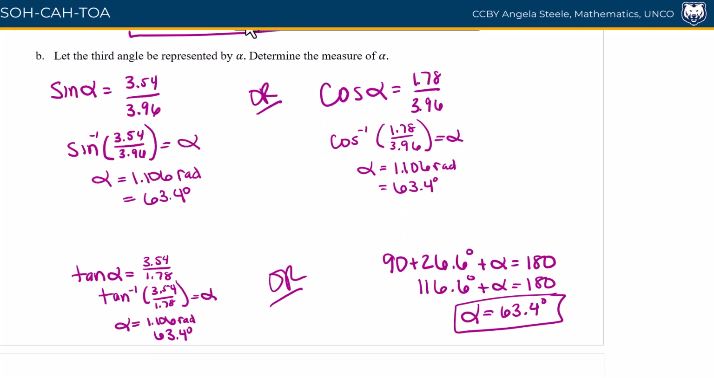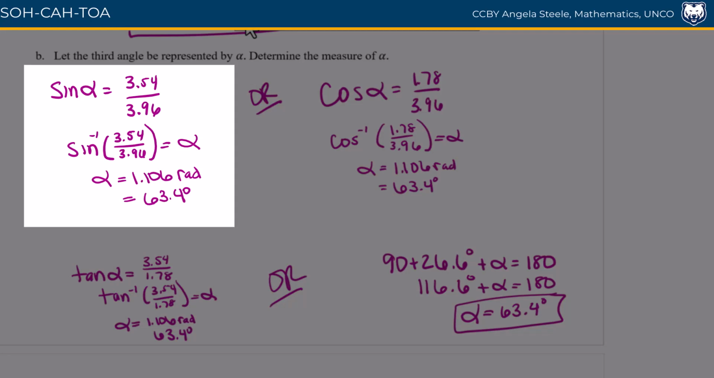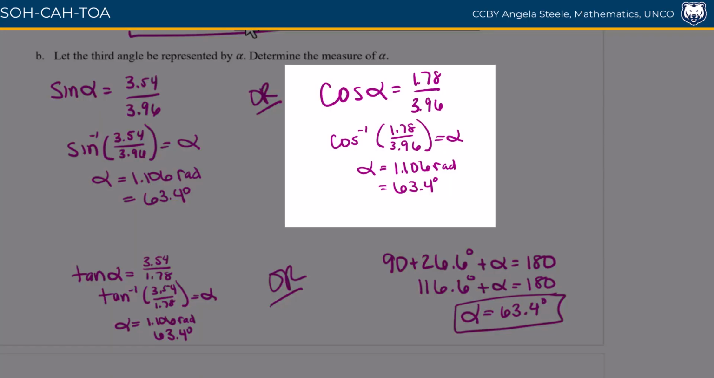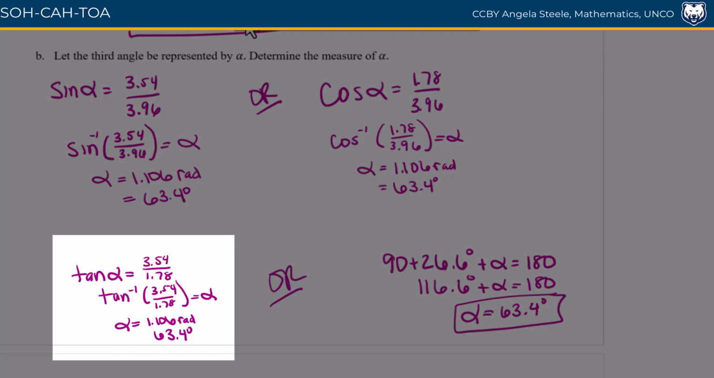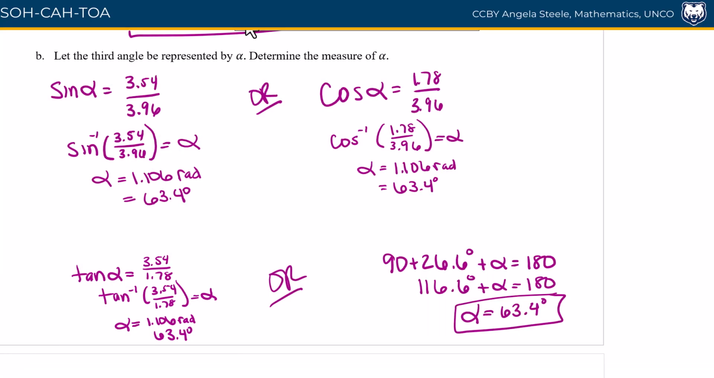All right, so it doesn't matter which one of these you used. If you did sine, your solution's going to look like this. Your cosine work is going to look like this. If you use tangent, your work is going to look like this. And notice all three of those we end up with the same solution of 1.106 radians or 63.4 degrees.